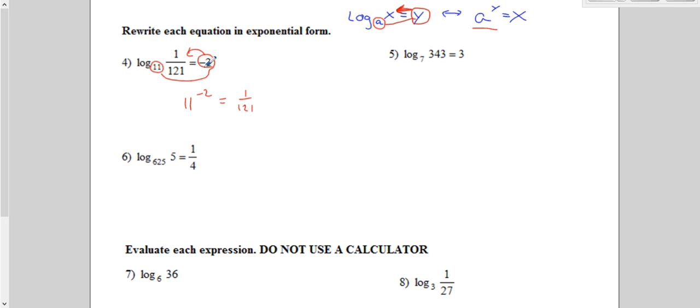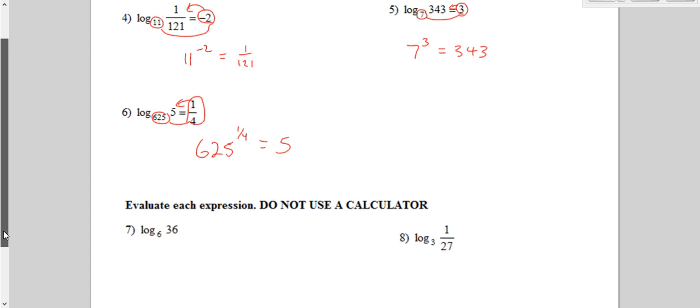And that's written in exponential form. There's nothing to evaluate, no answer to get. All we're doing is rewriting this in a different format. So for number 5, we're taking 7 to the 3rd power is equal to 343. And number 6, 625 to the 1/4. So 625 to the 1/4 is equal to 5.